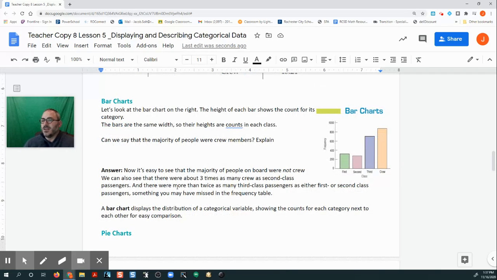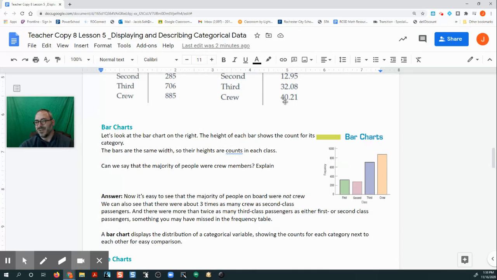So if we had a question like, can we say that the majority of people were crew members? Explain. I look at this and ask, were the majority crew members? Well, the most frequent category is the crew. There's more crew than third, second, and first. But there's not a majority crew. I can see that because second class plus third is more than the crew, and that's before I even add first class. So crew is definitely not the majority. They're not 50% or more, but they're close. By the percentage, it's about 40%, slightly less than half of the people on board.